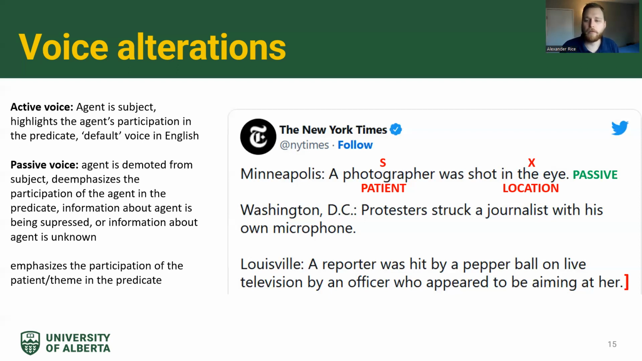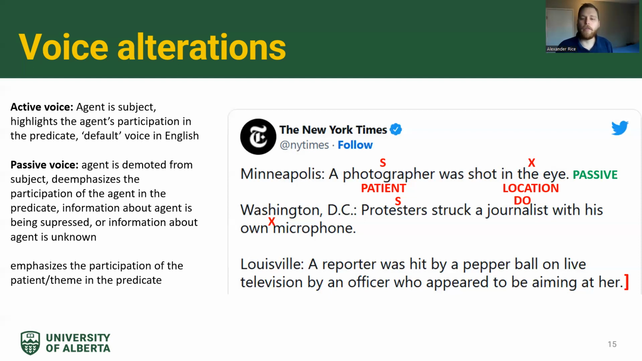So we have a predicate, struck, and three arguments: protesters, a journalist, and with his own microphone. So this is a transitive predicate, right? To strike is to hit something. We need a striker and something to be struck. So let's assign our grammatical roles. The protesters are the subject, the journalist is the direct object, and the thing with the microphone is the oblique.